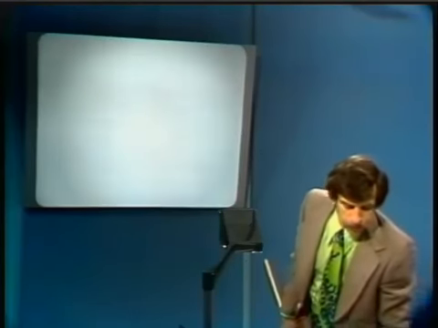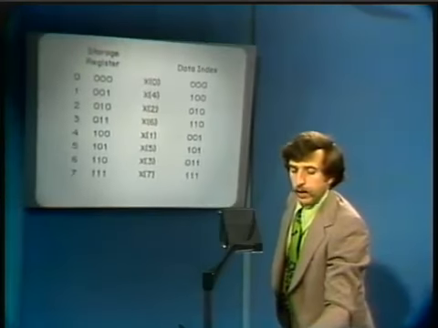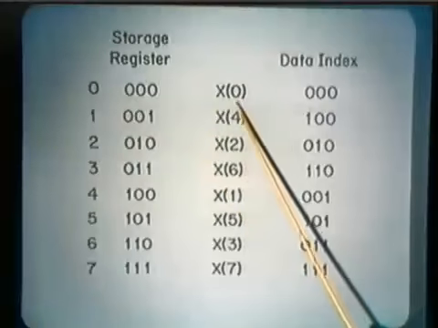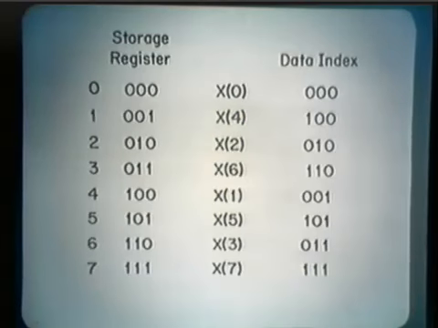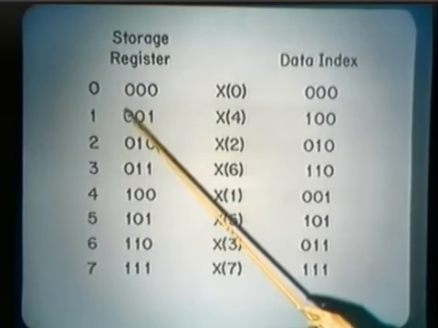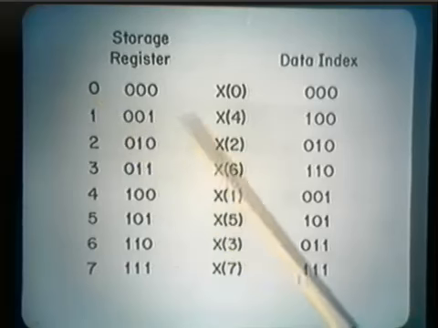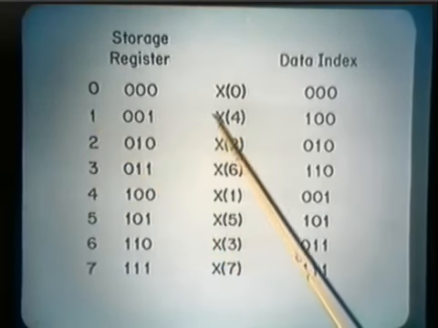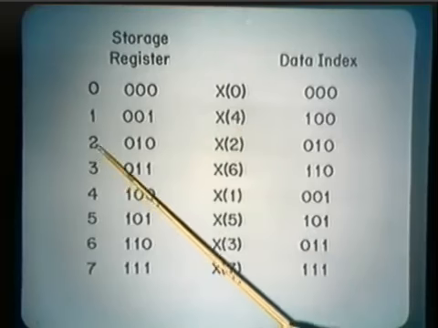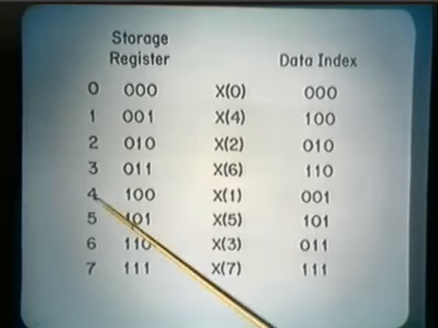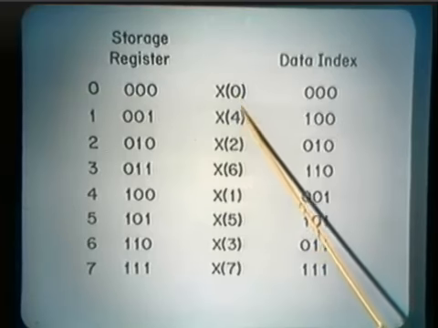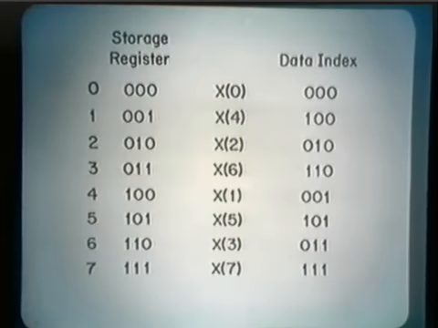If we simply look at the memory registers and the corresponding data index, from the previous flow graph, in storage register 0, we're storing x of 0. In storage register 1, we're storing x of 4. Storage register 2, x of 2, and etc. These are the storage register locations. These are the data indices.